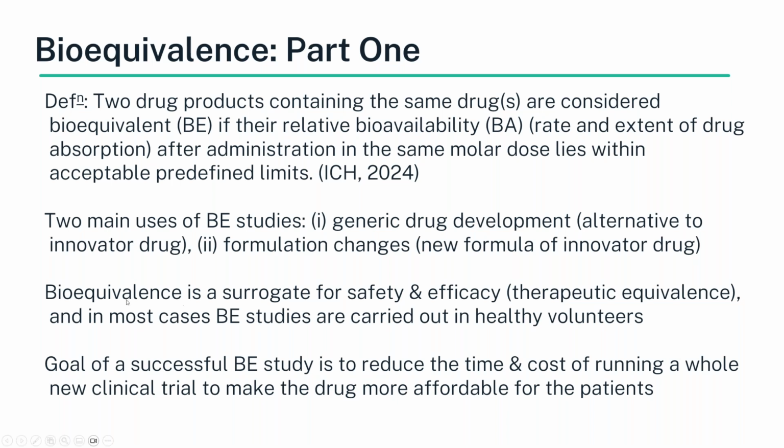So if we just skip ahead for one second to the next point on the slide, demonstrating bioequivalence is an accepted surrogate for demonstrating therapeutic equivalence. So in other words, if the new generic is equivalent to the reference listed drug in terms of bioavailability, then this key assumption of bioequivalence studies is that they're also equivalent in terms of safety and efficacy. And yeah, like I said, that's the fundamental assumption for a bioequivalence study.